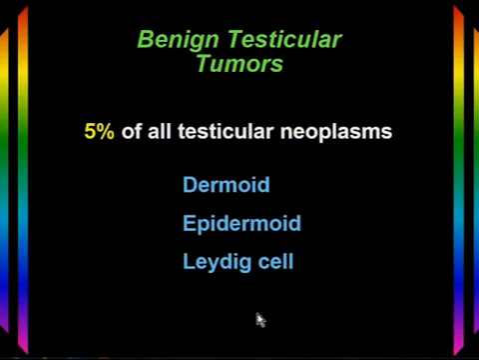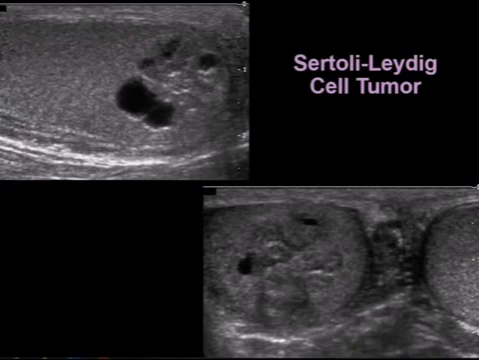About 5% of intratesticular tumors are benign lesions. When they are benign, they're typically dermoids or epidermoids or Leydig cell tumors. Here we can see a Sertoli-Leydig cell tumor that was benign but has the same appearance as some of our testicular cancers. It's a well-defined lesion in the lower pole of the testicle. It does have some cystic areas, but mostly it's solid.